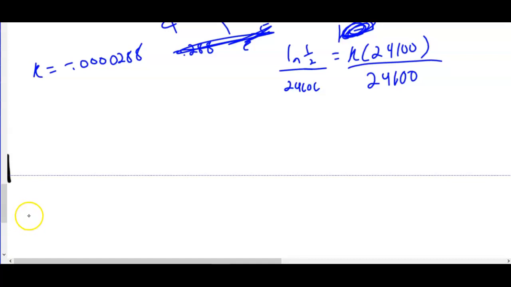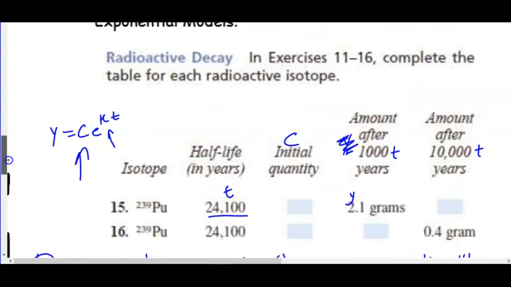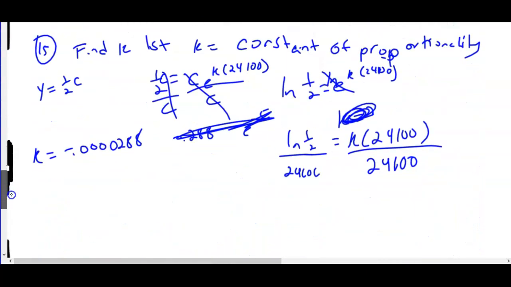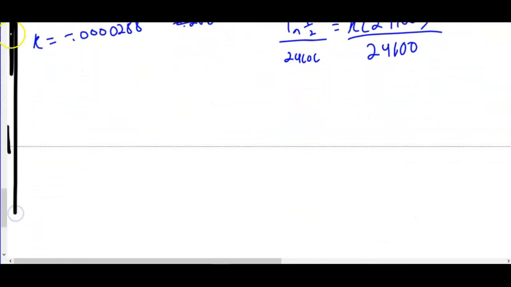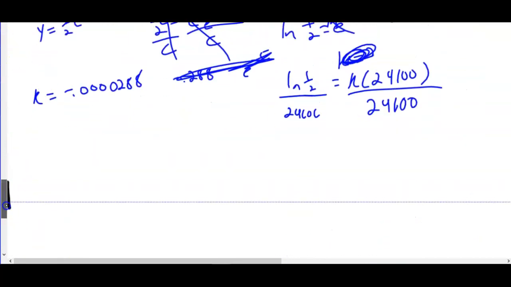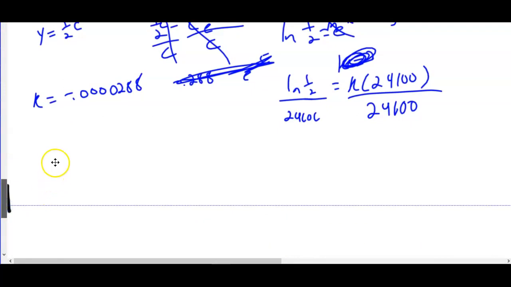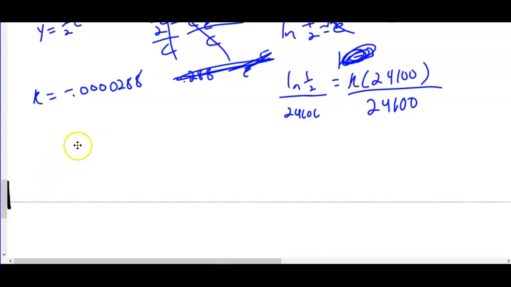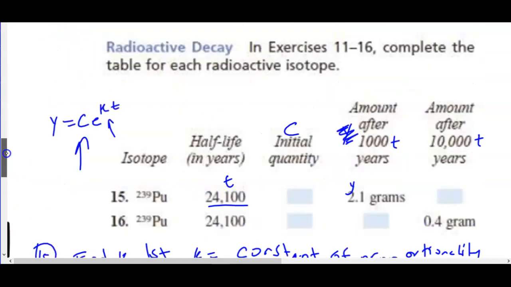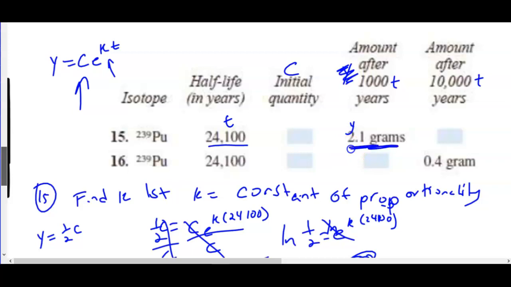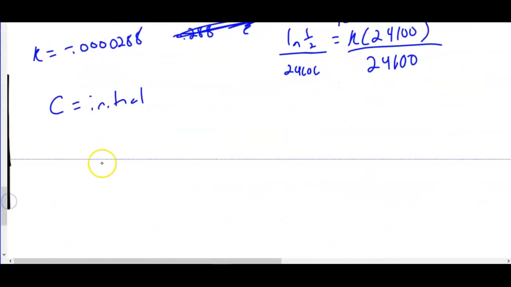So now I'm going to use k to find the grams after 1,000 years. So we go back to our original equation. We've got to find C, the initial. For this one right here, 15, we know it's 2.1 after 1,000 years. So we're going to find the initial. So 2.1 equals the initial, which we don't know, times e raised to the k.